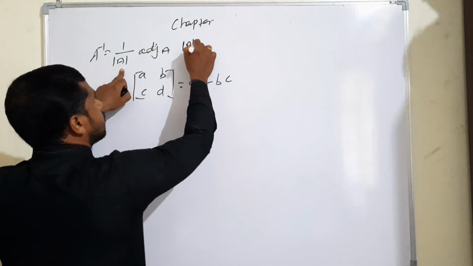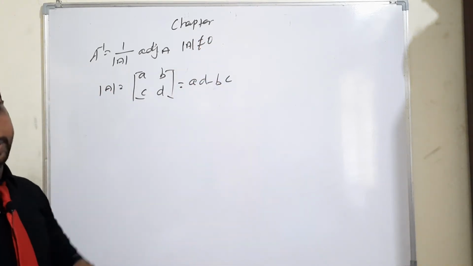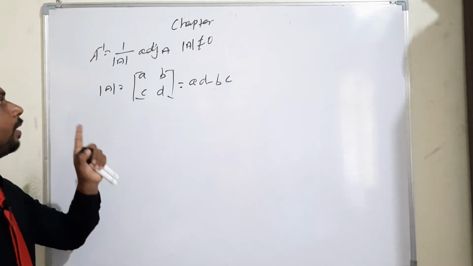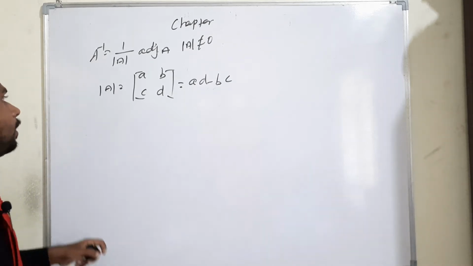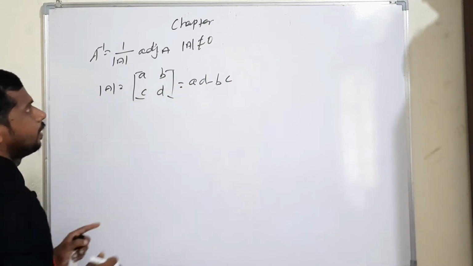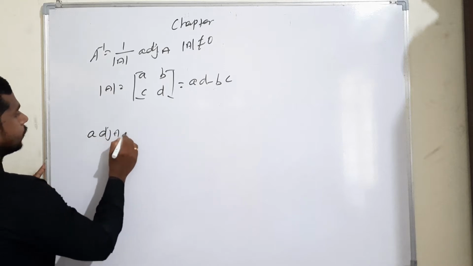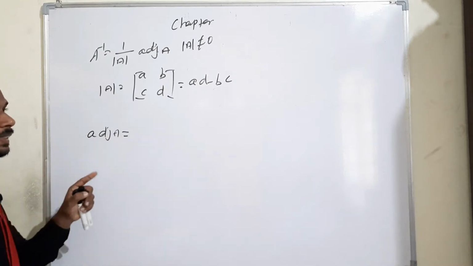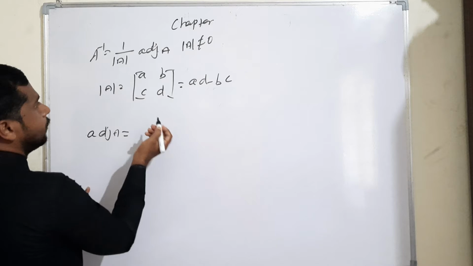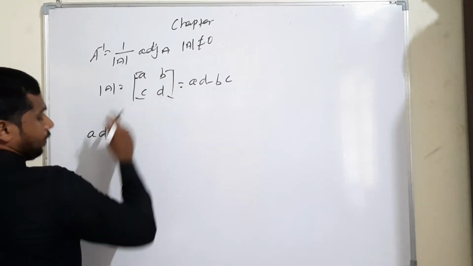Determinant A must always be not equal to 0, because if determinant A is 0, the inverse does not exist and is not defined. Okay, that is the determinant condition for a 2 by 2 matrix. Then how do we find the adjoint of A? Adjoint of A means interchanging the leading diagonal elements, and changing the signs of the others. Just wait.